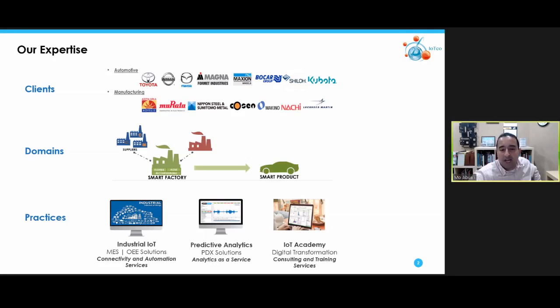As Shannon alluded to briefly, we serve industry in 3 ways with 3 practices. We have an academy for Industry 4.0 training, education, and consulting. We also partner with universities to actually teach Industry 4.0 to students. And we then provide a turnkey solution around industrial IoT and predictive analytics.